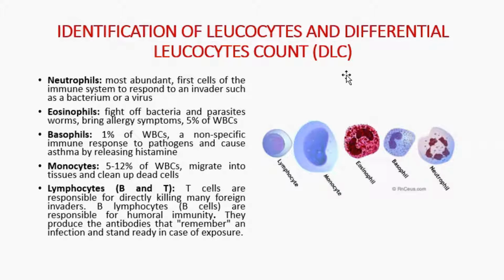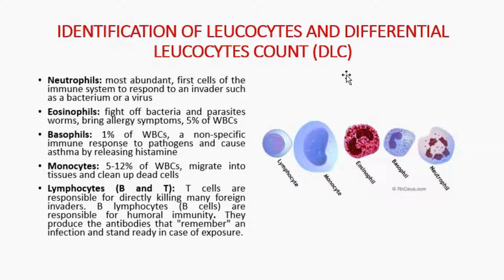Neutrophils are the most abundant, and these are the first cells that respond to an infection of bacteria or viruses, and they are about 70%. And eosinophils, they are about 5% of WBCs. They fight off bacteria and parasitic worms, and they also bring allergy symptoms.